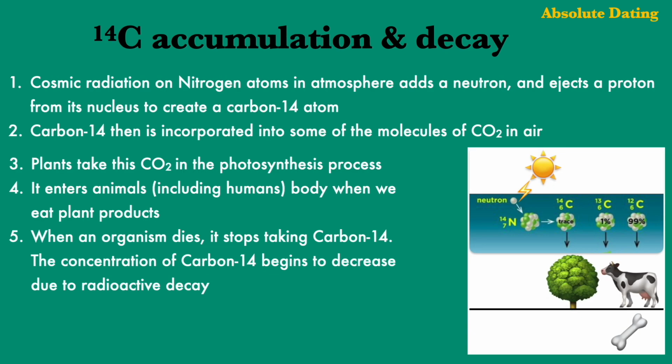Cosmic radiation on nitrogen atoms in the atmosphere creates carbon-14 atoms, which incorporate into carbon dioxide in the air. Plants consume this carbon dioxide with carbon-14 in their photosynthesis process. It enters animal bodies when they eat plants. This way, carbon-14 keeps accumulating in living organisms. The level of carbon-14 in a living organism of the past is the same as that of present-day organisms. When the organism dies, the concentration of carbon-14 starts diminishing due to radioactive decay.